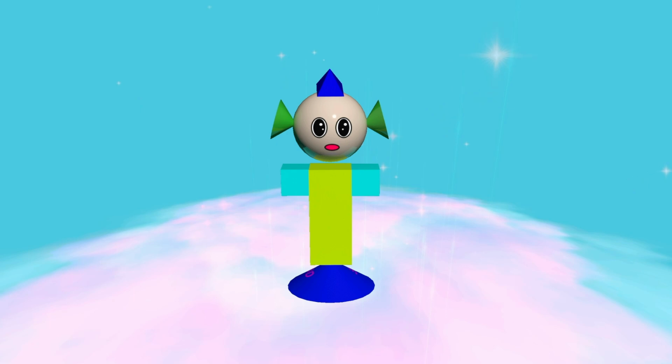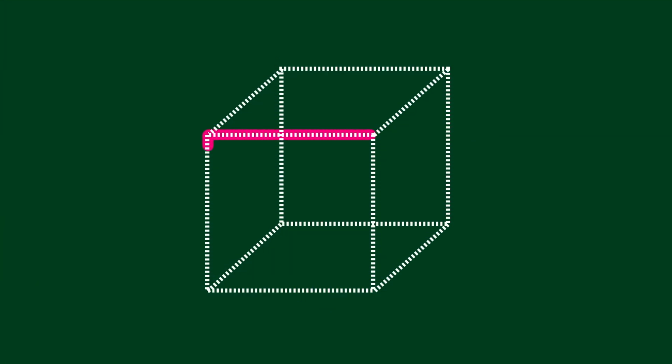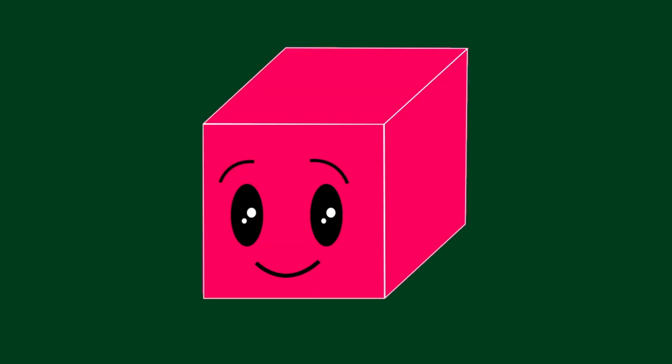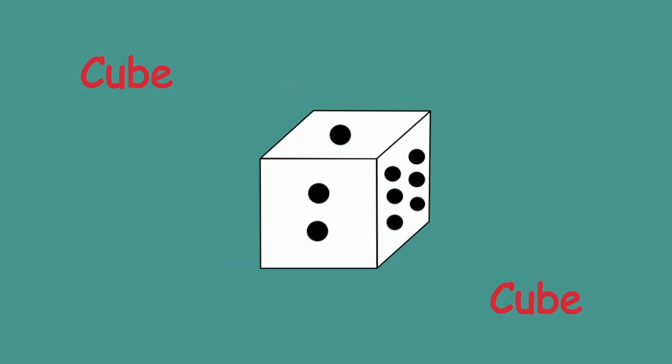Next, say hello to the cube. A cube has 6 equal square faces. Each face is the same size and shape. Cube. It looks like a box or a dice.